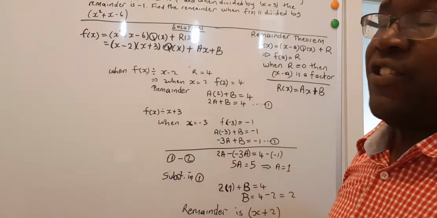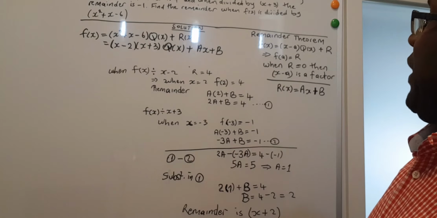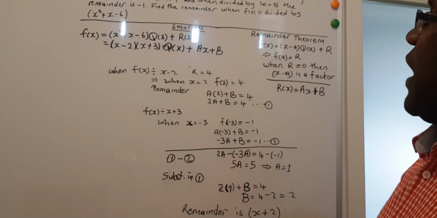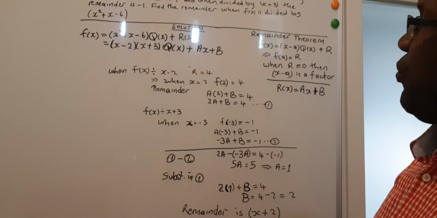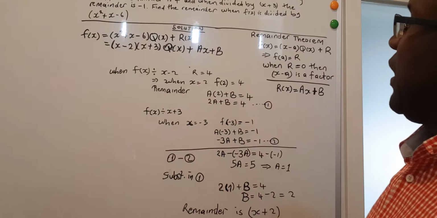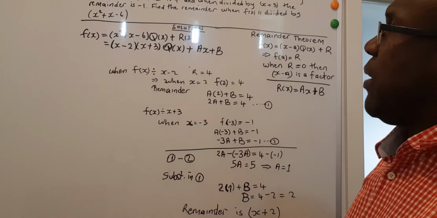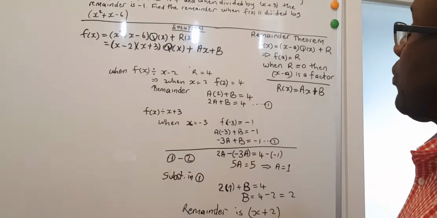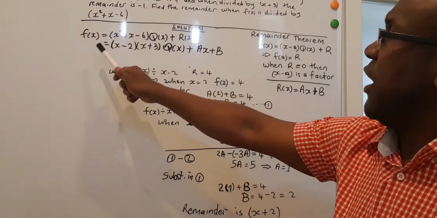For the question at hand today, we have a question that says f of x is a polynomial of degree 3. When f of x is divided by x minus 2, the remainder is 4. And when divided by x plus 3, the remainder is minus 1. Find the remainder when the function f of x is divided by x squared plus x minus 6. So it's about the idea of remainder theorem.